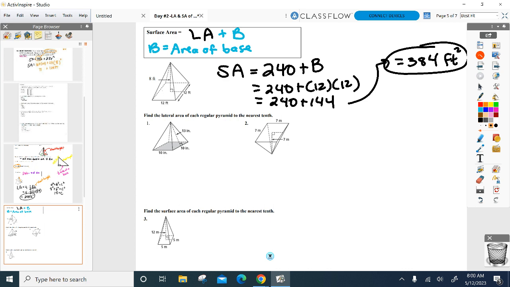So we are right here. I'll try to change it up a little bit. All right, let's get into it. Numbers are going to be flying from the generator now. Lateral area of this regular pyramid.